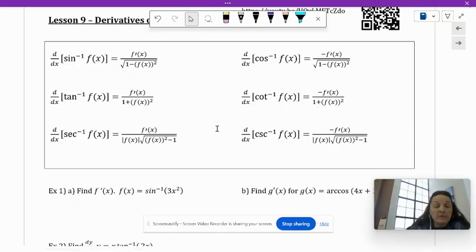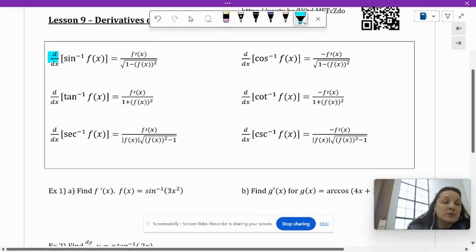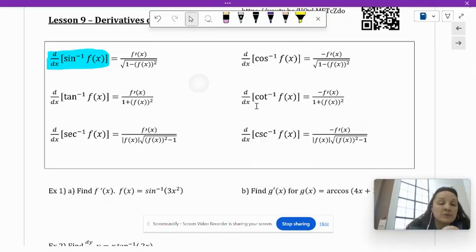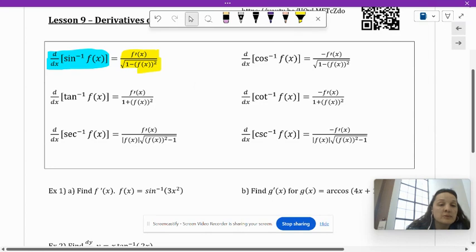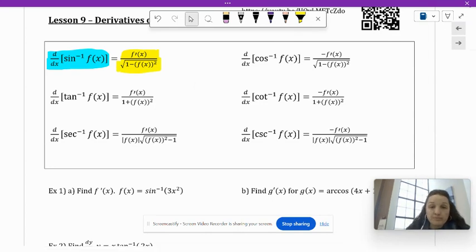The derivative of inverse sine f of x, believe it or not, has nothing to do with trigonometry whatsoever. The derivative of inverse sine f of x is f prime of x divided by the square root of 1 minus f of x squared. Because it is. Deal with it. And memorize it. Sorry, not sorry.